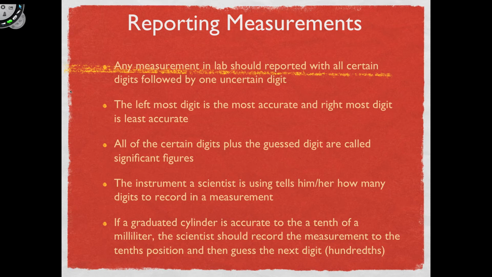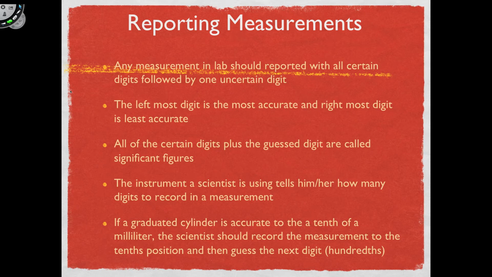So any measurement you take, whether it's with a graduated cylinder or a ruler or a triple beam balance, whatever the case, any measurement you take in class should be always recorded with all the digits you're sure of plus a guess, and that's going to change. So you can have a graduated cylinder that's accurate to the 1 milliliter, or you can have a graduated cylinder that's maybe accurate to the 10th.